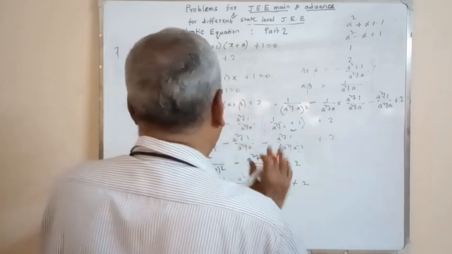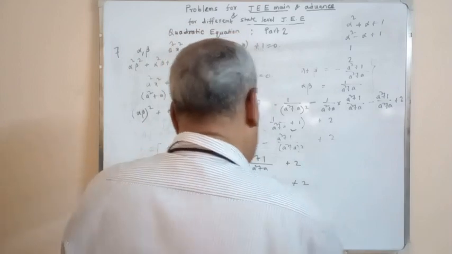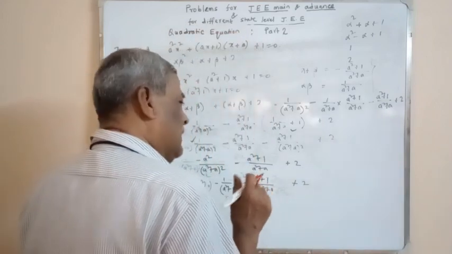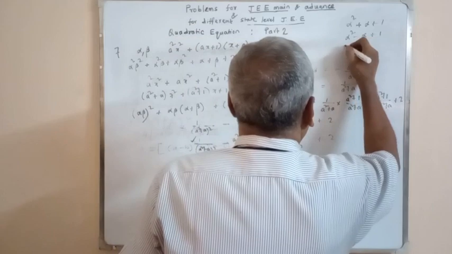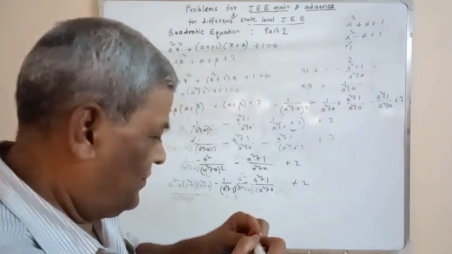Anyway, I think I have done some mistake somewhere. Answer would be, all a will be cancelled. Answer would be 1. You try for yourself. Answer will be 1.